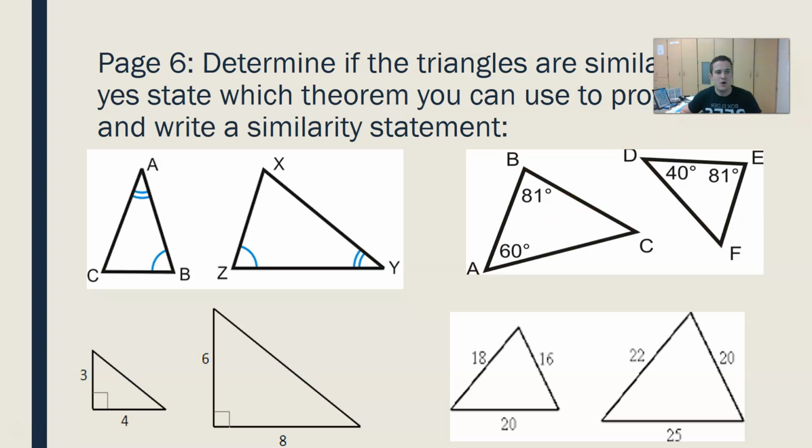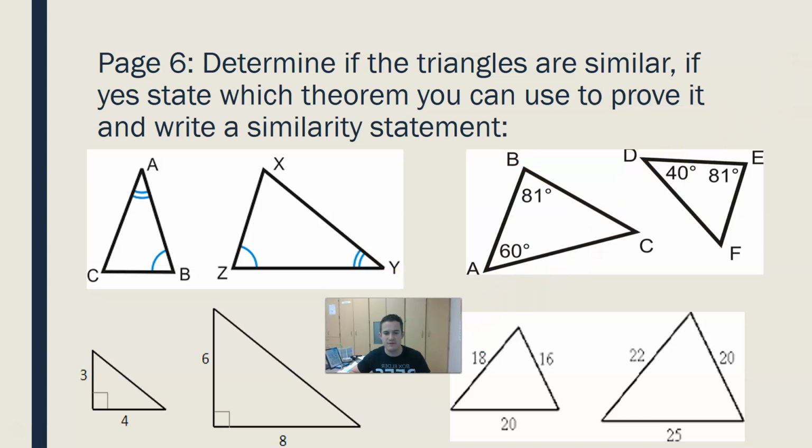Okay, so this next page in your guided notes, let me move my face maybe right here in the middle. So this says, determine if the triangles are similar. If yes, state which theorem you can use to prove it, and write a similarity statement. So this is what a good chunk of your homework is going to be. Now I'm going to give you a couple of triangles, and I'm going to say, are these two triangles similar? And you have to prove it to me.